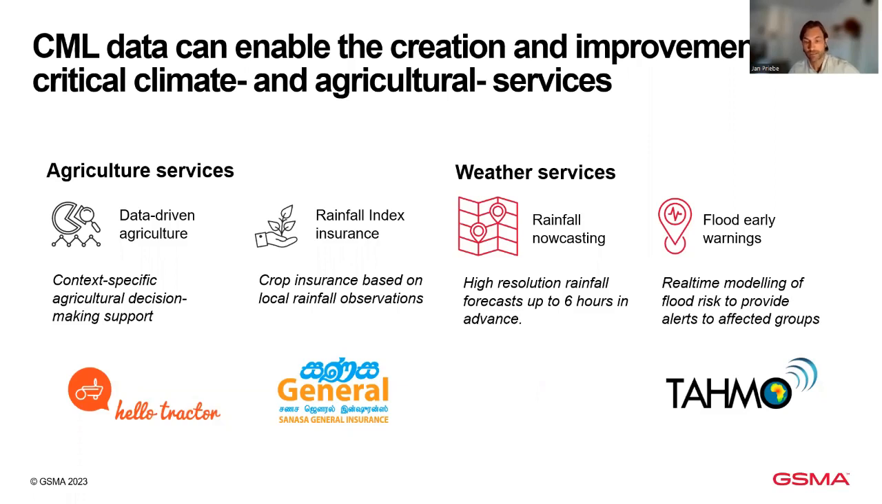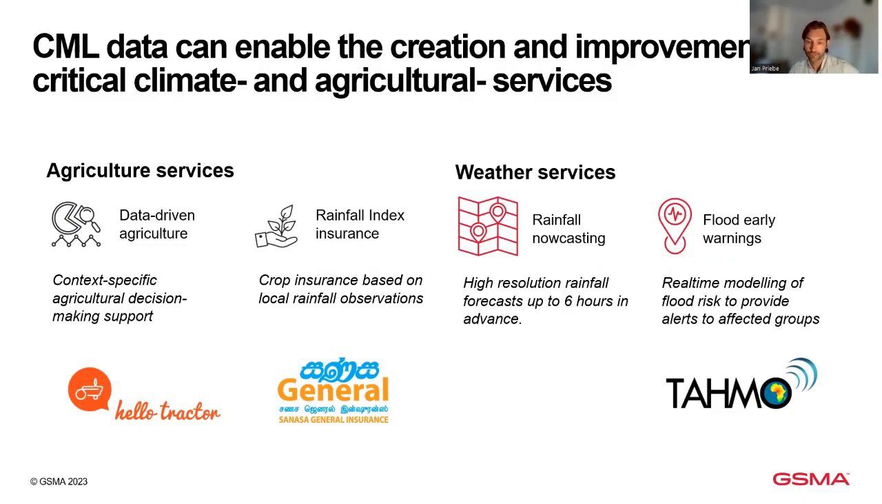Rainfall nowcasting provides high-resolution rainfall forecasts up to 6 hours in advance and can be run on CML data alone or on a combination of CML and satellite data. And nowcast can be used to generate services for a variety of industries, such as heavy rainfall warnings for agriculture and evaluations of road safety for the transport sector.